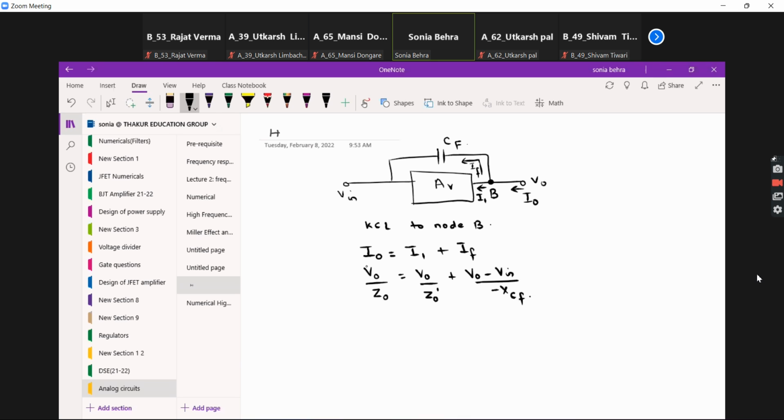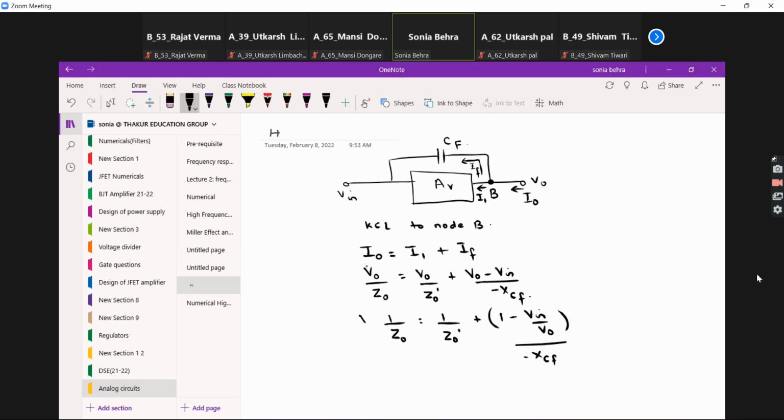ठीक है, अब इसमें से आपको VO कॉमन निकालना है. Take out VO common from this. So your above equation will be 1 by ZO is equal to 1 by ZO dash plus 1 upon XCF times 1 minus Vin by VO. Right? Vin upon VO minus XCF.